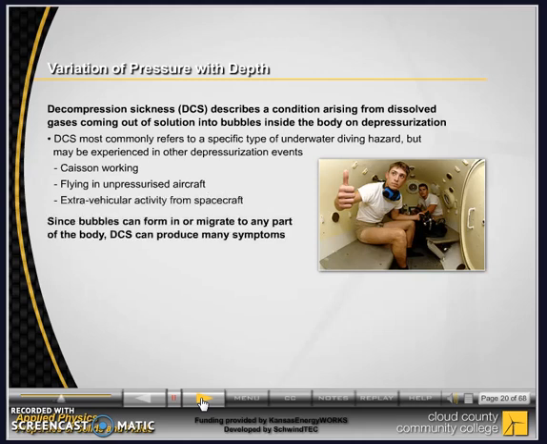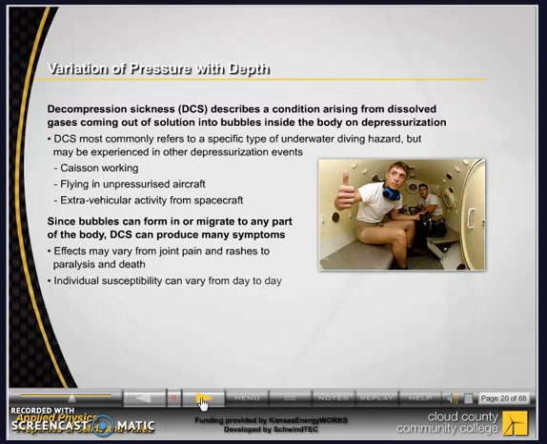Since bubbles can form in or migrate to any part of the body, DCS can produce many symptoms, and its effects may vary from joint pain and rashes to paralysis and death. Individual susceptibility can vary from day to day, and different individuals under the same conditions may be affected differently or not at all. The classification of types of DCS by its symptoms has evolved since its original description over 100 years ago.